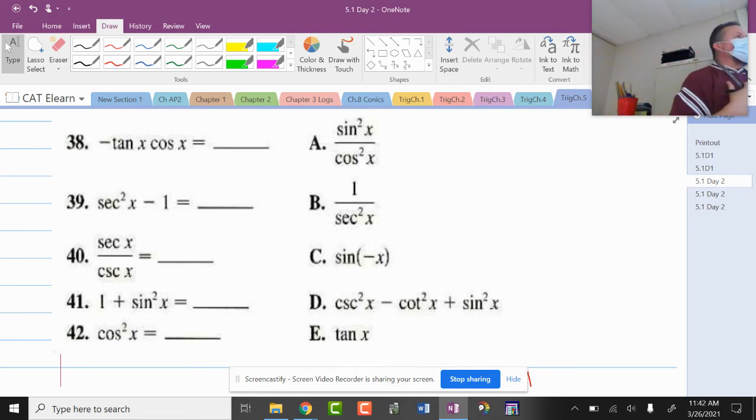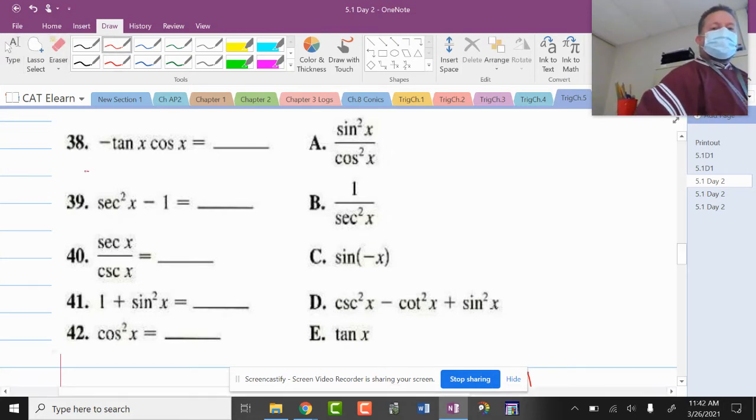Hey, by the way, I just said it. What's tangent of x? What is tangent of x? Sine over cosine. That's how you start. Then we'll individualize this after.